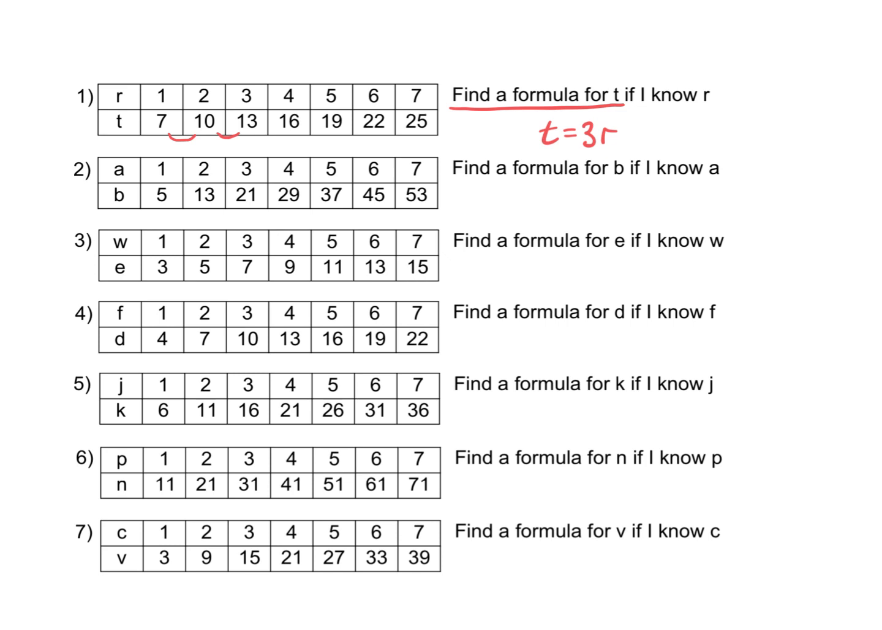If I then do 3 times r, in other words 3 times each of those values, where does that take me? So 3 1s are 3, 3 2s are 6, 3 3s are 9, and then if I'm saying that t is equal to 3r, that's not the case. 3r is these numbers at the top.